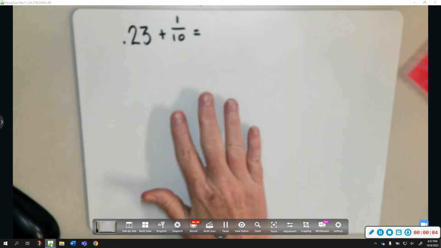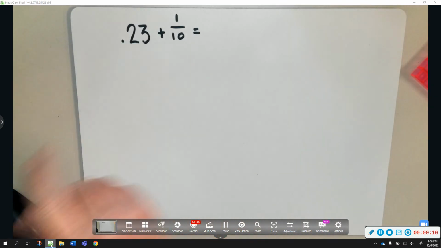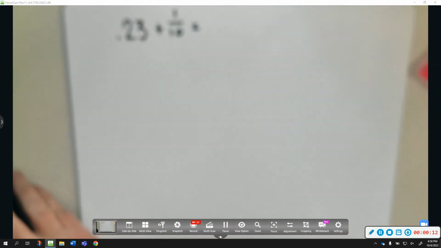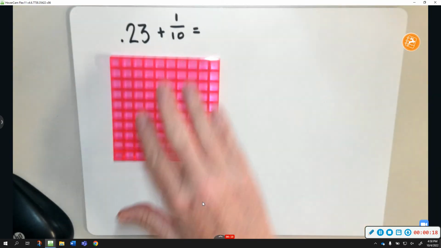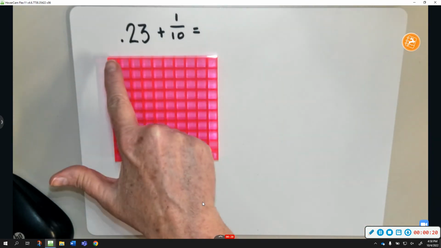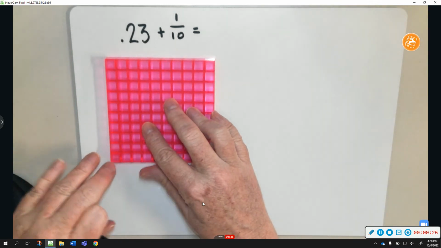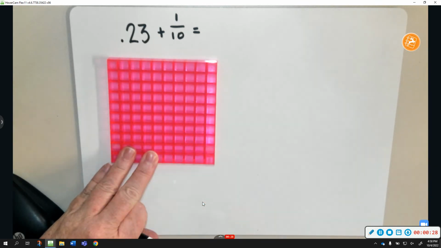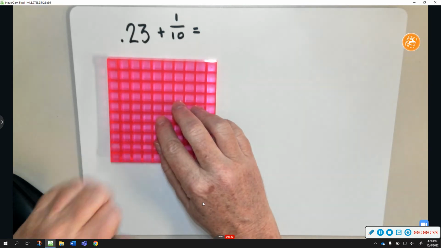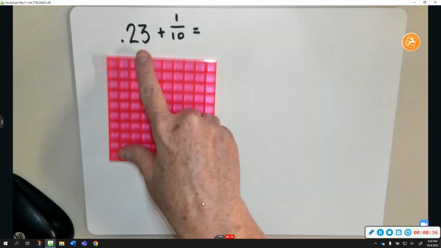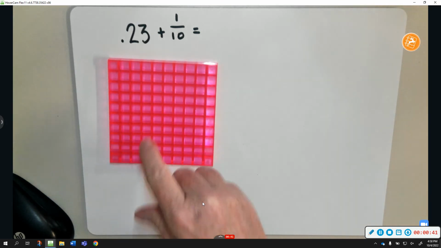Hello everyone. So today we're going to be looking at equations that are mixed with decimals and fractions. So I would like you to imagine this flat right here. Students know that there are 10 squares in this first column and 10 squares in the first row. So there would be a total of 100 on here. So if I were going to make 23 hundredths, that means 23 of these squares would be filled.